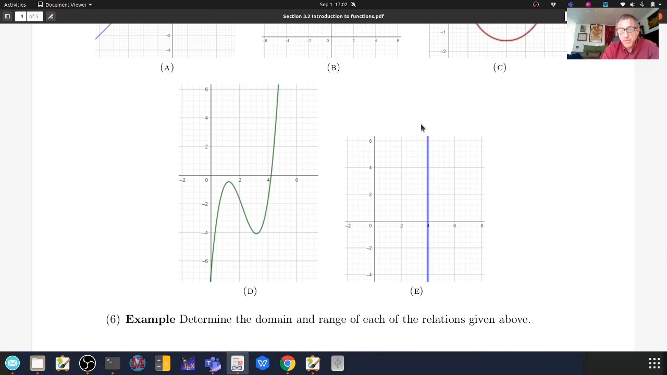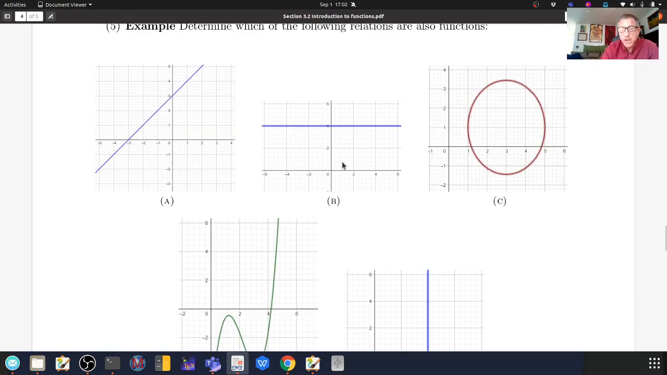Now let's come down here and look at the vertical line. Can I draw a vertical line that intersects it more than once? Yeah, I can draw a vertical line right on top of it, and it intersects it at an infinite number of places. So E is not a function. B and A is. Now let's go back to my question about the domain and range. The domain of A is minus infinity to infinity, and so is the range, because it's a line with a slope. It's a line that's not horizontal or vertical.